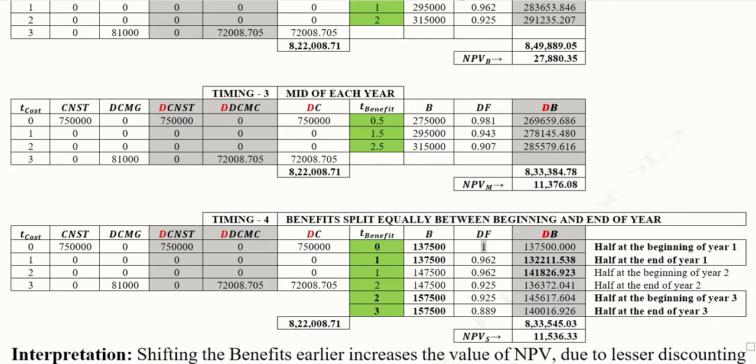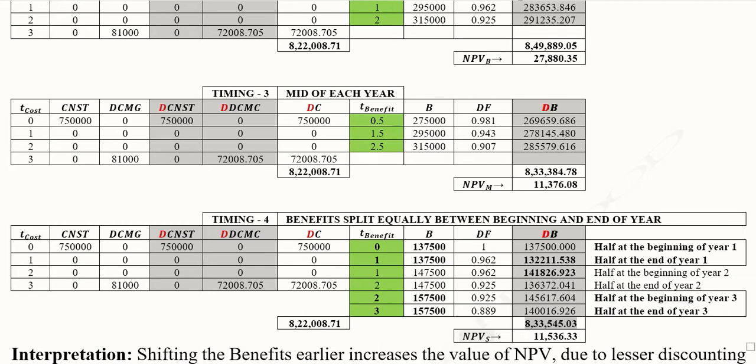The discounting factor for t equal to 0 will be 1. The discounting factor for t equal to 1 will be this, and then the discounting factor will be the same for the next time period, and for these 2 years, that is time periods, it will be the same, and for t equal to 3 it will be this much. So now the discounted benefits can be easily calculated. These are the discounted benefits. The sum of it would be this, and then we can take the difference, giving us the NPV.